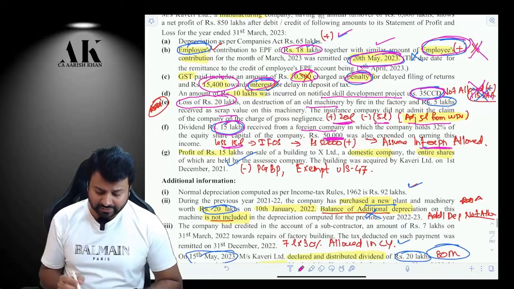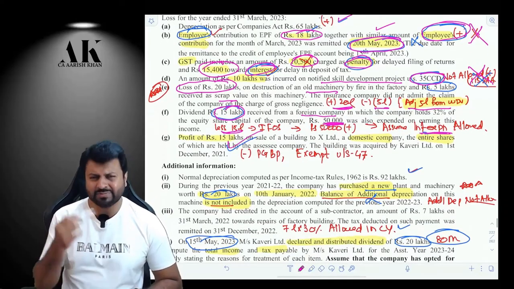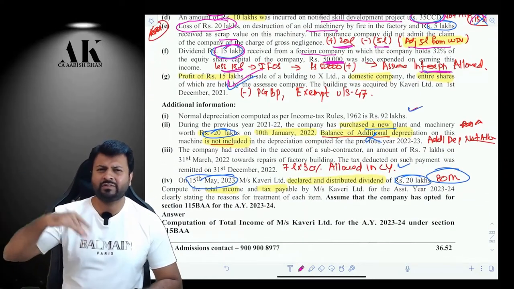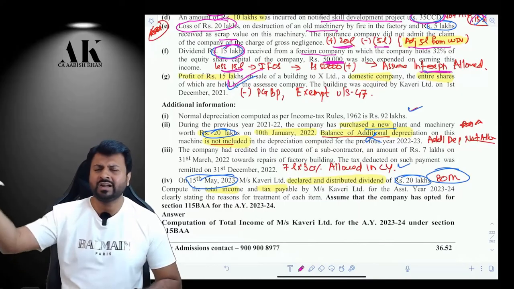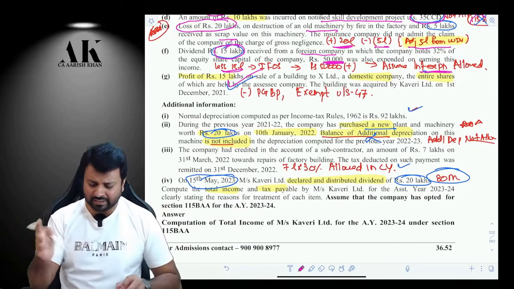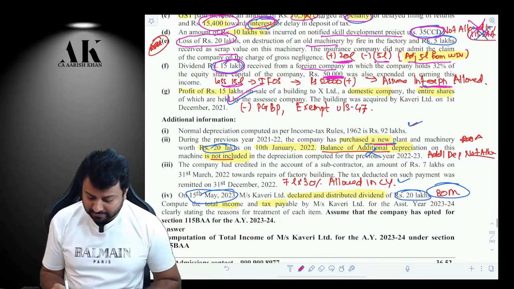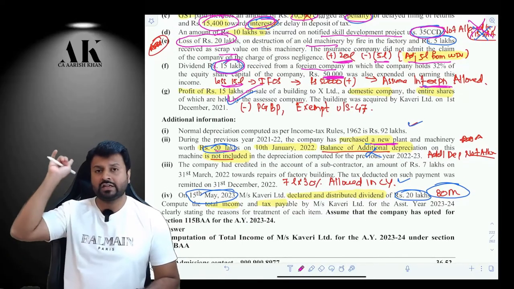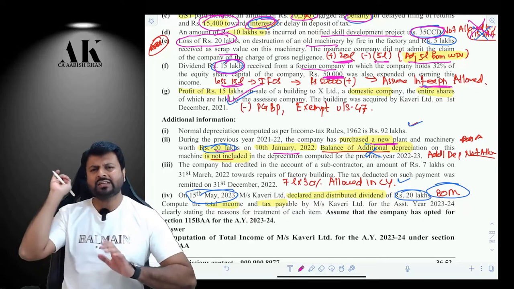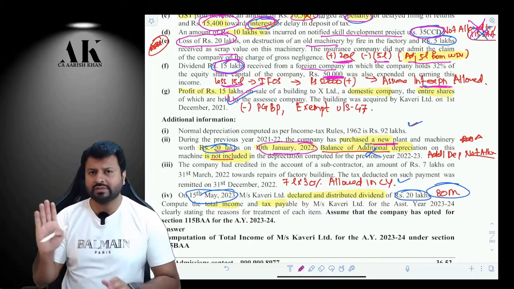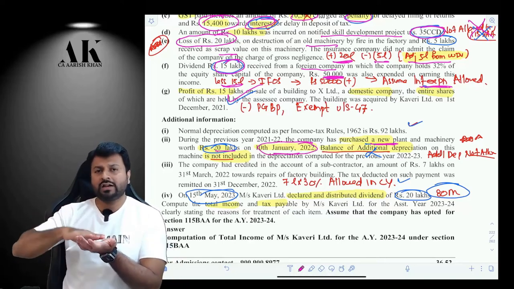Okay, next one is the same adjustment which we have been doing again and again. You are earning some profit from sale of land to your 100% subsidiary, which is an Indian company, then it is exempt under section 47. Same adjustment is coming again and again. Next one is you have purchased some new plant and machinery in the last year. So in the last year you have purchased and put to use on 10th of Jan.